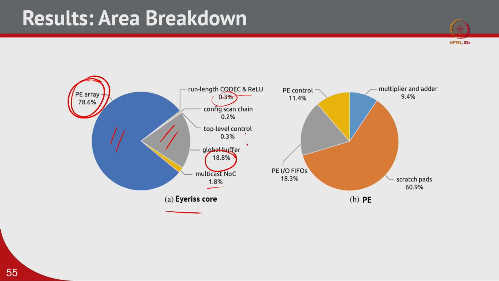Now, if you concentrate on each of the PE, you will see that 61% of the PE is taken by scratchpad, multiplier and adder is taking 9.4%, control is taking 11.4%, and then FIFO is taking 18.3%. Now, again remember, we can say that all these DNN algorithms are compute intensive. So, we need more area for compute, but no.